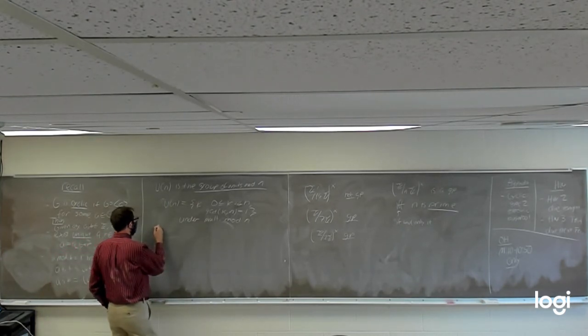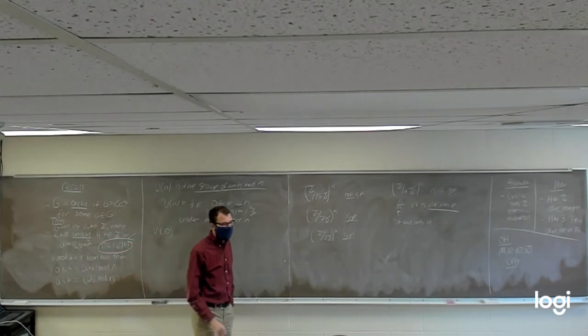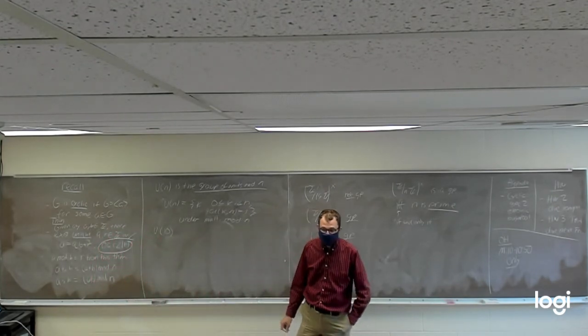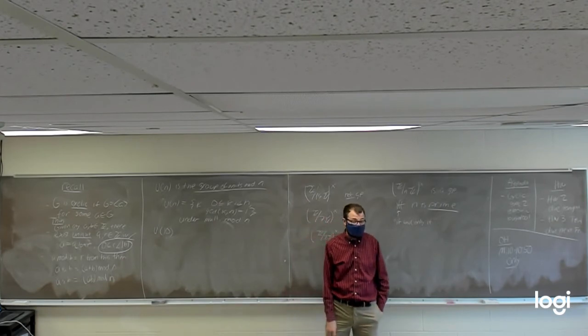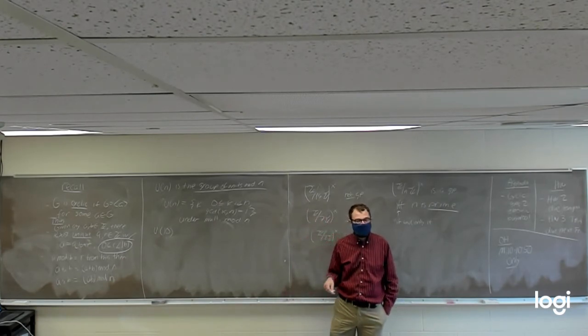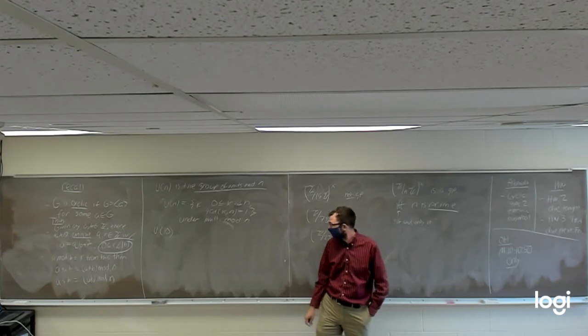So let's do an example where we want to look at the group of units mod 10. 10 is not a prime number, so we have to take away more than just 0.